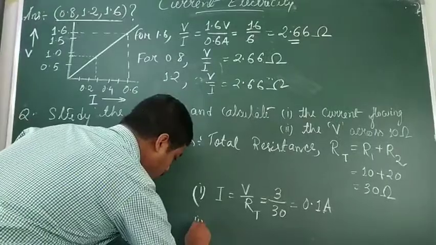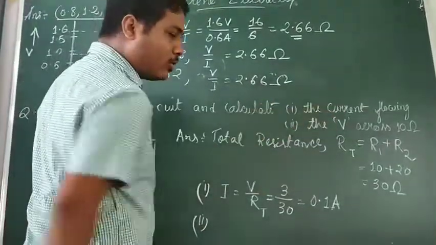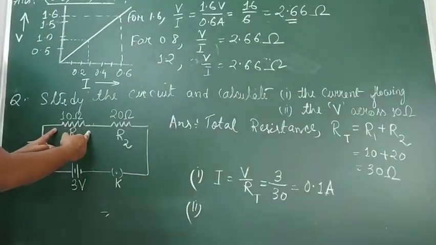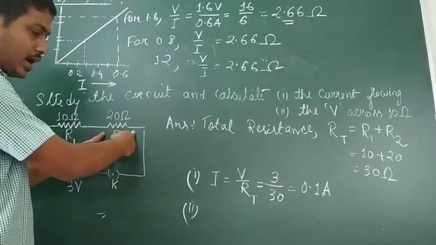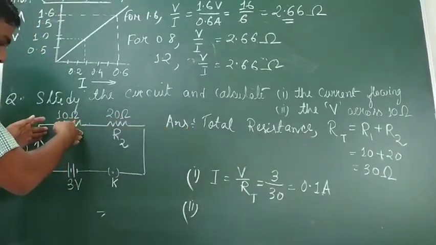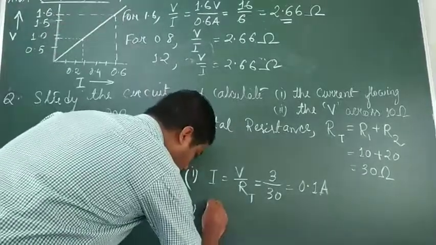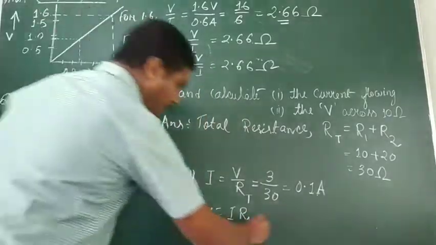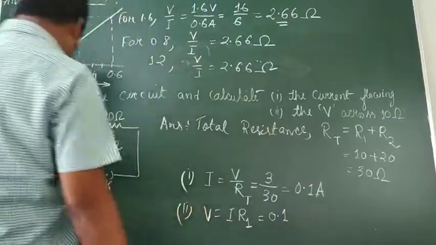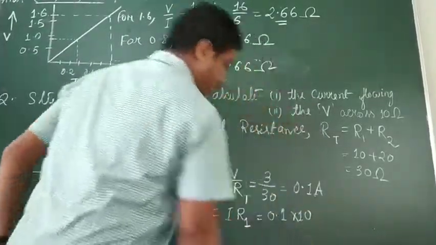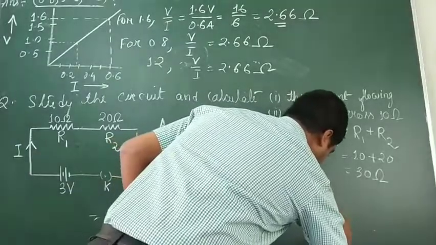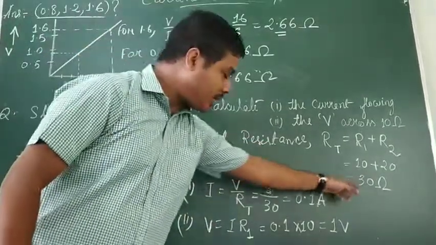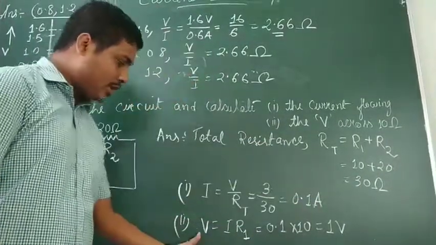Then number 2 is the V across the 10 ohm resistance. Now how will you calculate? It is given to calculate across this R1. So potential difference across R1 and potential difference across R2 will both be different. So I will be calculating across this. For that, again I will be using Ohm's law. So V will be equal to I into R1. We have got 0.1 for I and R1 is 10. Now if I calculate this, I will be getting the value as 1 volt. So this is the answer for this question. Total resistance 30 ohm, I is 0.1 ampere and voltage is equal to 1 volt.